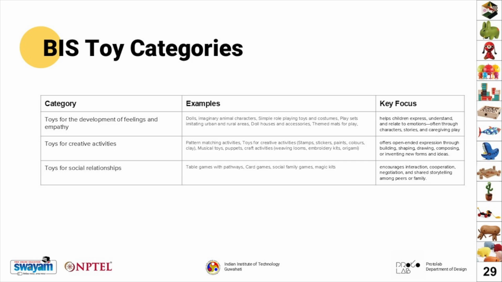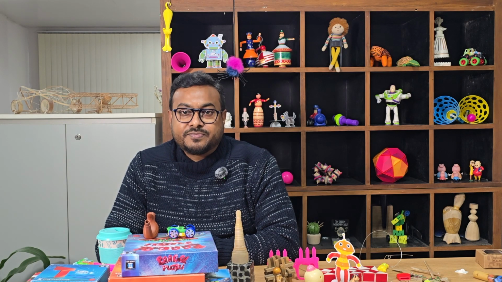The next is toys for social relationship. Finally, we have toys that encourage interaction. Board games with pathways, card games, family games, and magic kits. These toys spark cooperation, negotiation, turn-taking, communication, and shared storytelling. The design intention is to bring people together around a common experience.